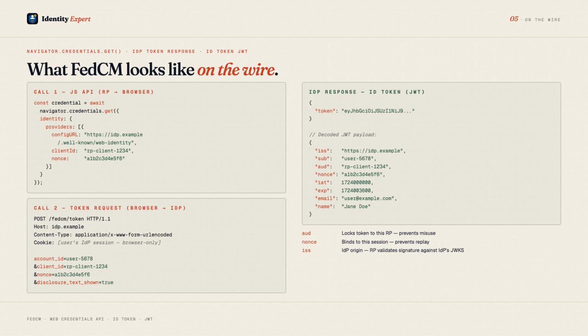The relying party validates all of these fields. The audience check prevents token misuse across different relying parties. The nonce prevents replay attacks. And because the browser controlled the entire request flow, the identity provider could not embed tracking pixels, read the relying party's cookies, or fingerprint the user's browsing context.